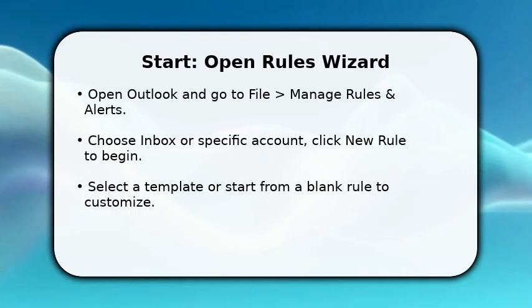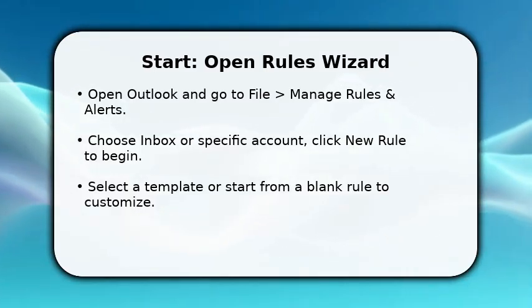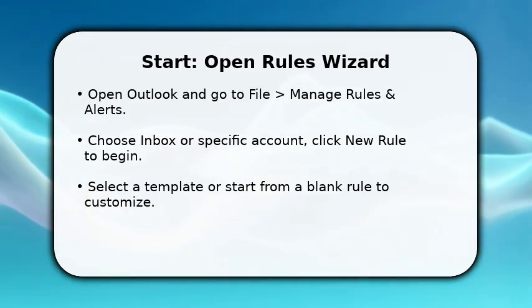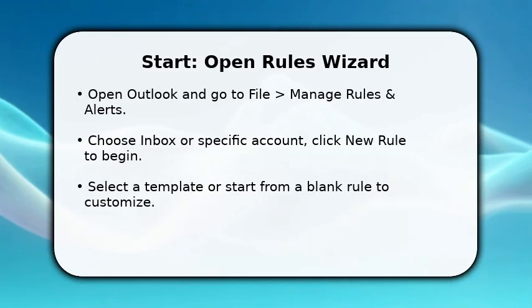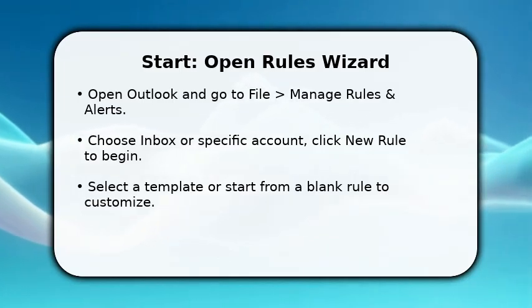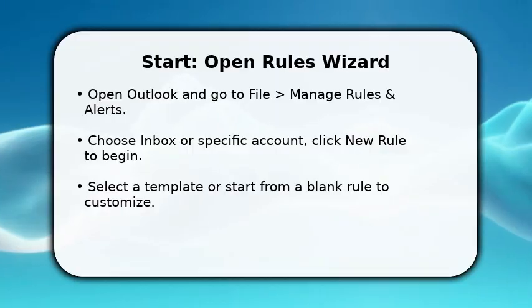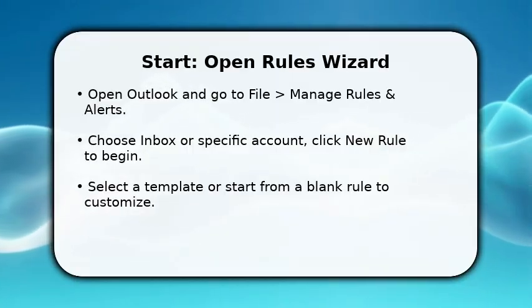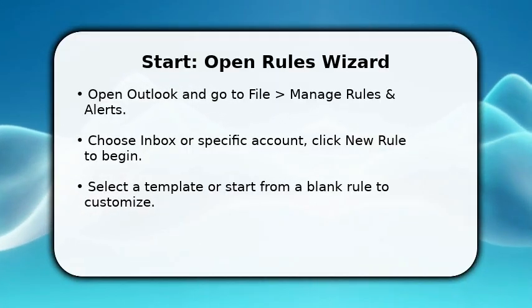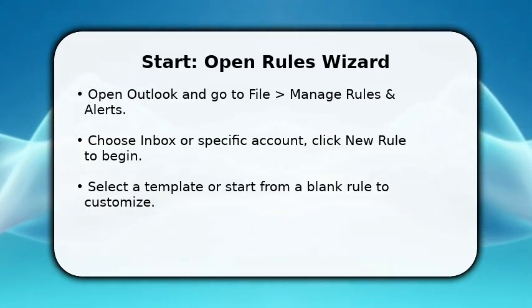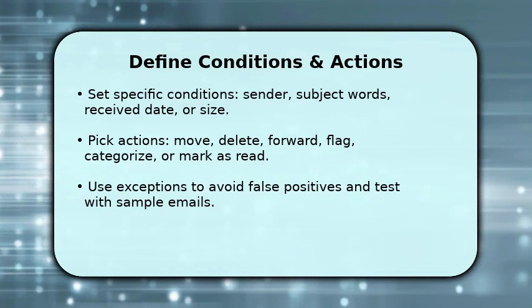You begin by opening Outlook and navigating to File, then Manage Rules and Alerts. This puts you where rules live. Once there, pick the account or folder you want the rule to affect and click New Rule so you can act immediately. Choose a template for common tasks or start from a blank rule when you need exact control. This first step matters because it scopes the rule and prevents accidental cross-account moves, so make sure you select the correct inbox before proceeding.